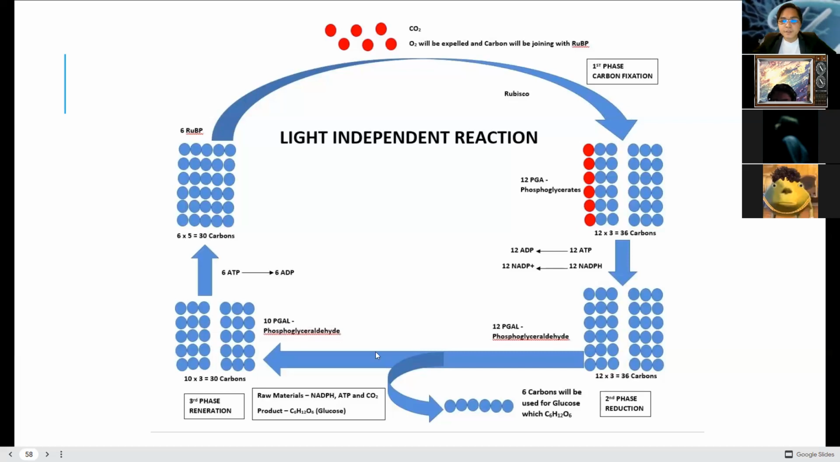That is now the reduction phase. This is the second phase of the light-independent reactions. It is called the reduction phase, oxidation reduction. In the reduction phase, we use 2 PGALs or phosphoglyceraldehyde to create C6H12O6 or sugar or glucose. And the 10 PGALs will continue the process.